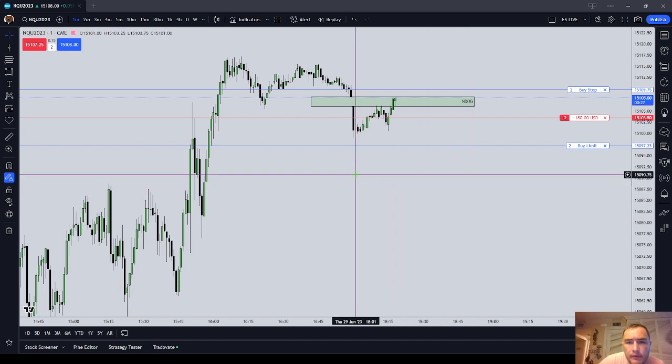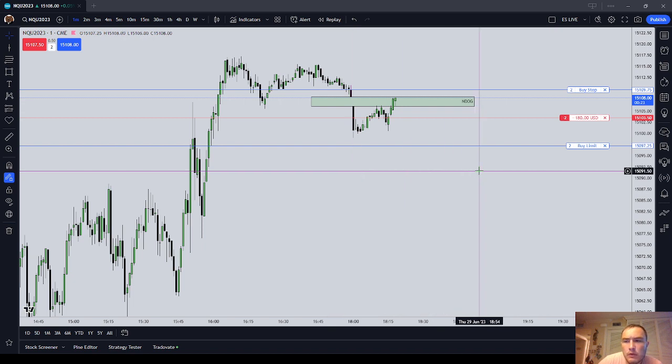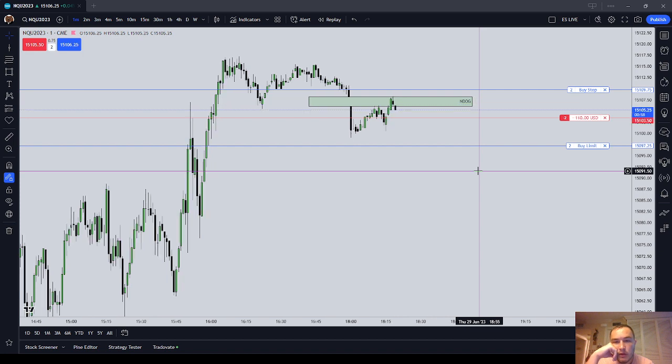Let's see if we fully refilled this here. That low comes in at 108 quarters. So we're one tick off. Could the stop loss be higher? Okay, now there it is, 108 quarters. Came for a full redelivery. Full redelivery there.